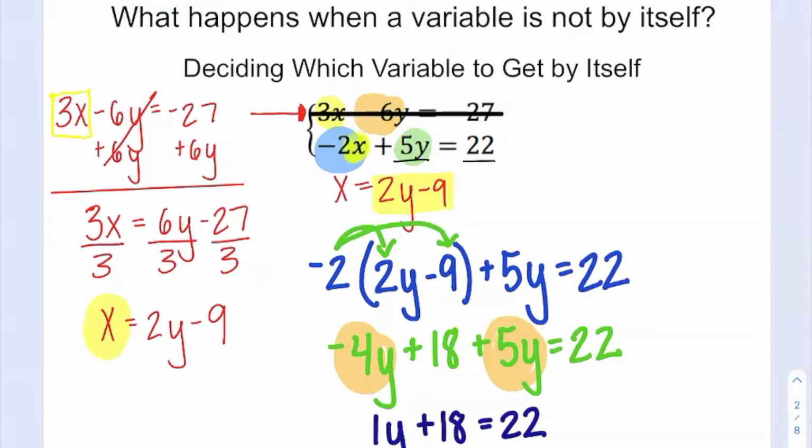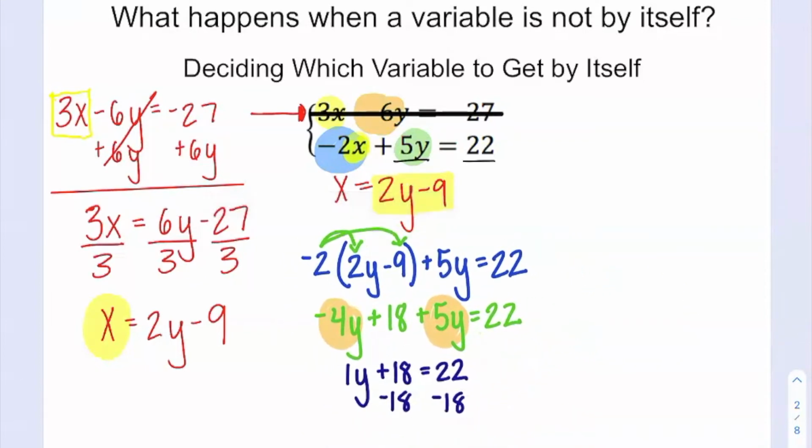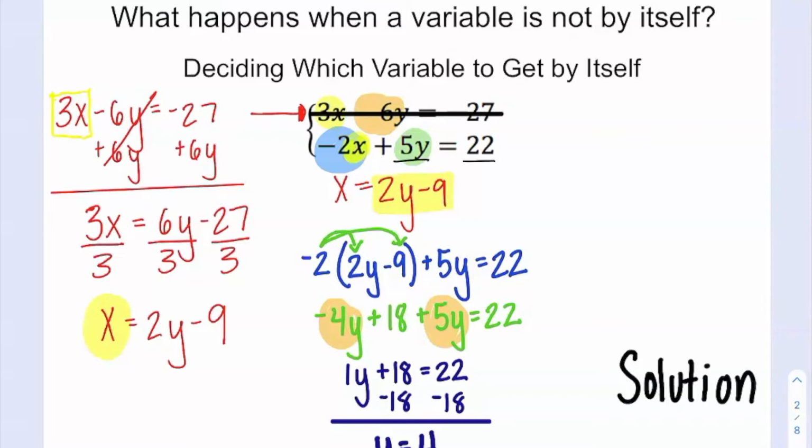And now we have really a one step because we have that 1 in front. Let's shrink this real quick. So my y is equal to 4. Okay, again, this is my y coordinate of my solution. I know my y is 4.